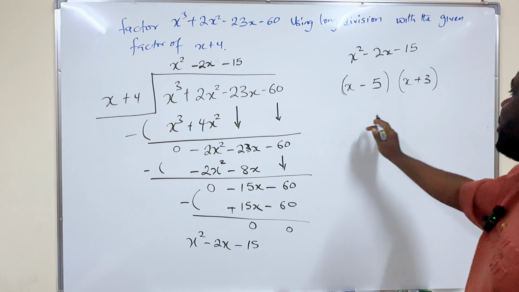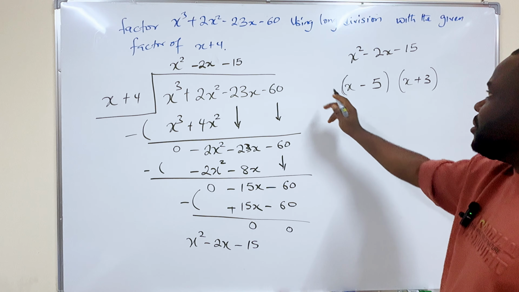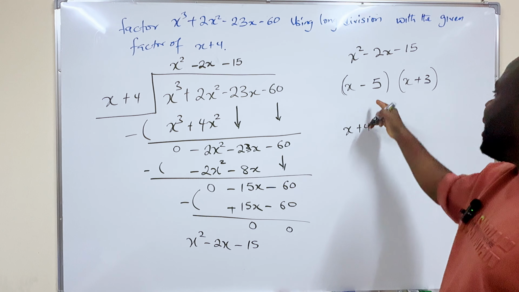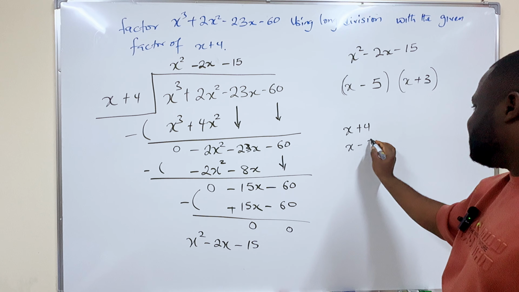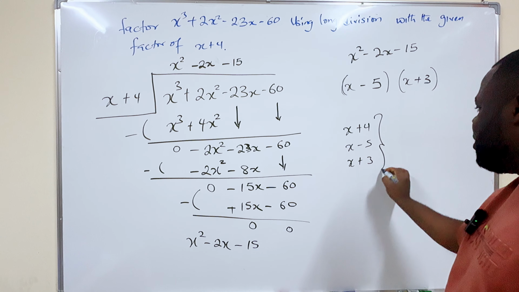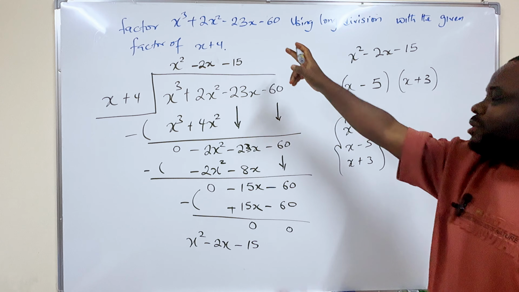So our first factor, which is what they gave us here, is x plus 4. Our second factor is x minus 5. And our third factor is x plus 3. And this is how you find the factors of this polynomial.